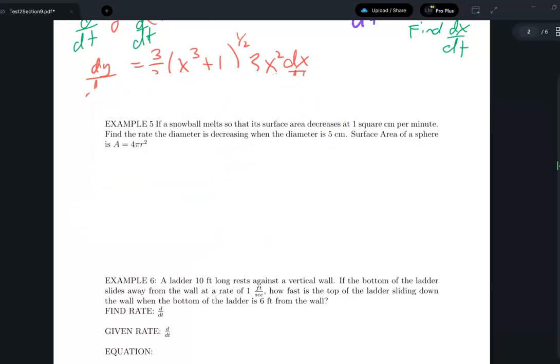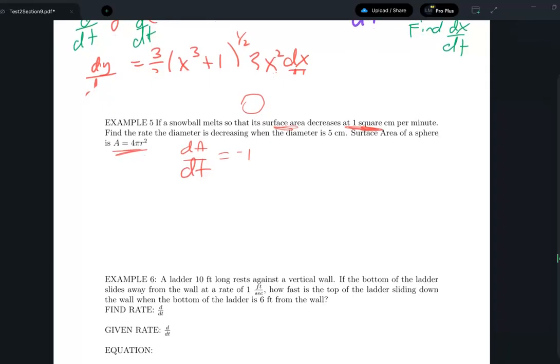Okay, a snowball is melting. So its surface area decreases. And I'm telling you the surface area of a sphere, because it's a beautiful, perfect snowball in mathematics land. So the surface area, that means dA over dt, it's getting smaller. So I have to assign it a negative value, -1. So find how the diameter is changing when the diameter is 5.